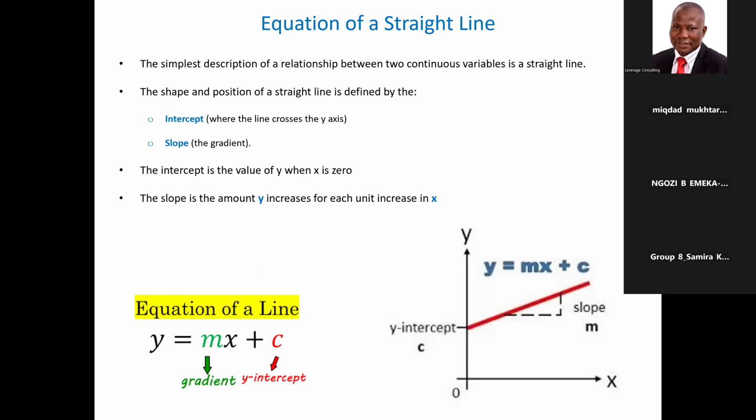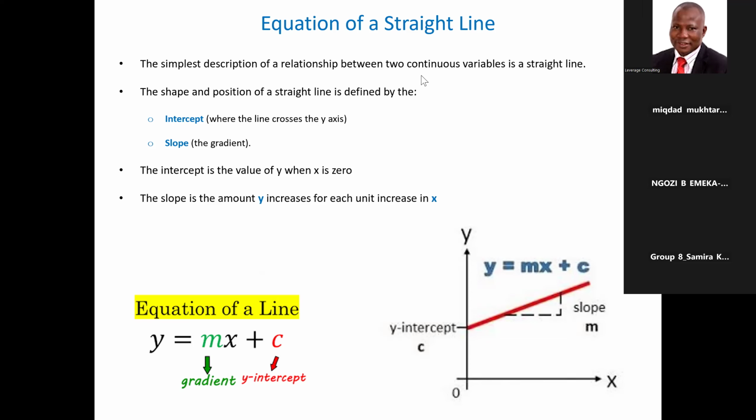The simplest description: we want to first talk about the origin of this regression model equation of a straight line. We borrow from mathematics, the equation of a straight line. If you remember, y is equal to mx plus c. The simplest description of a relationship between two continuous variables is a straight line. The shape and the position of a straight line is defined by intercept and slope. Intercept is where the line crosses the y-axis, or you can say that's the value of y when x is 0.